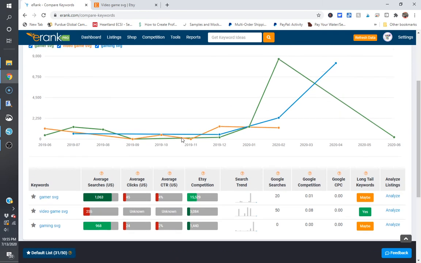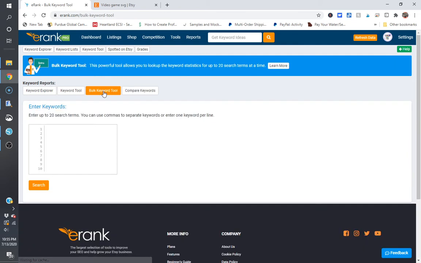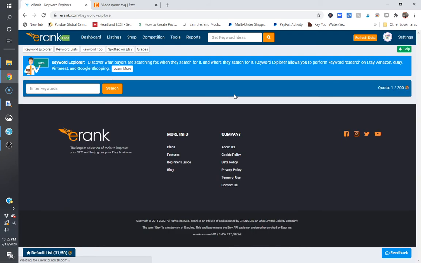I like the sleeker look of Marmalade. So that's all I wanted to go through with eRank today, was the compare keyword tool and the keyword tool. There's also a bulk keyword tool, and you can look up statistics for 20 search terms at a time, which I'm not going to bother doing. And then there's a keyword explorer, and basically you can see what buyers are looking for, when they're looking for it, and where they're looking for it.